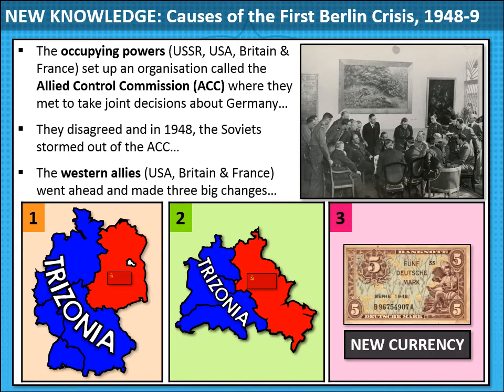And thirdly, the Allies announced plans to introduce a new currency which would circulate in Trizonia and in their sectors of Berlin. This new currency was called the Deutschmark, and it was hoped that the new currency would lead to the development of Germany's economy. Germany would be back on its feet again.